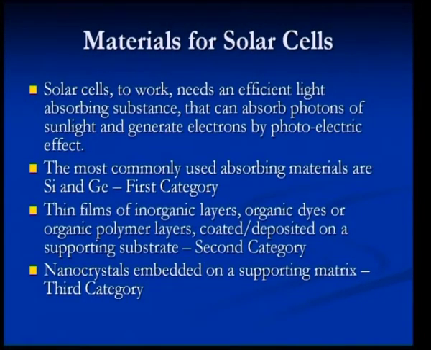Coming to the materials, for solar cells to work you need an efficient light absorbing substance that can absorb photons of sunlight and generate electrons by the phenomenon of the photoelectric effect. The most commonly used absorbing materials are silicon and germanium, which belong to the first category or first generation solar cells. Thin films of inorganic layers, organic dyes or even organic polymer layers coated and deposited on supporting substrates have been developed in the second category. Now, in the third category or third generation, importance has been given to nanocrystals embedded in a supporting medium or matrix.